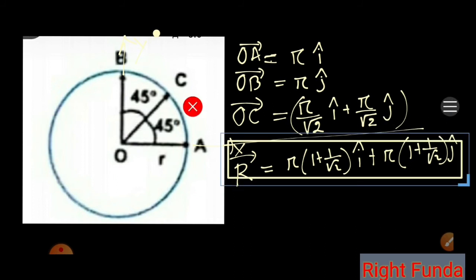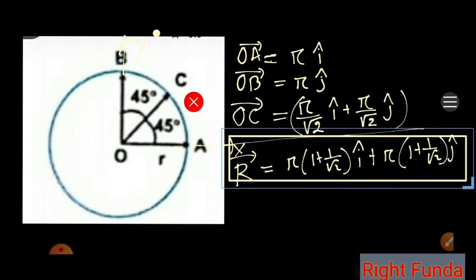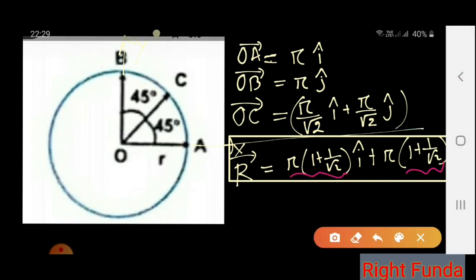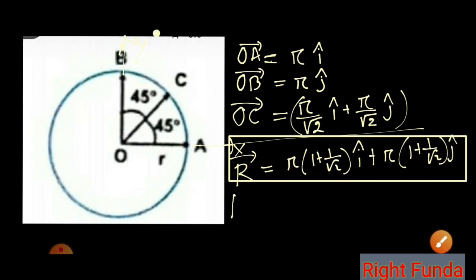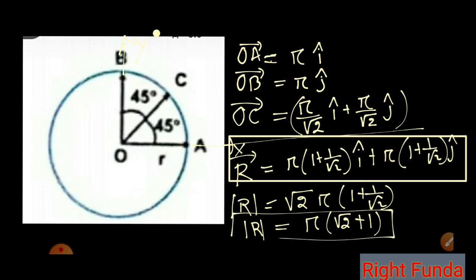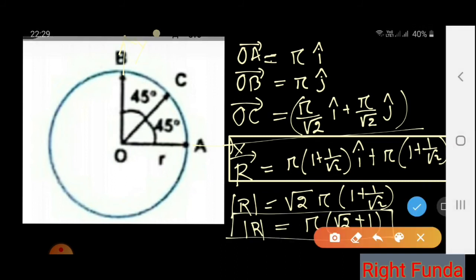And if I want to calculate its magnitude, then I have to take the x component square, the y component square and take the square root of this. So the resultant's magnitude is equal to root 2 times R into 1 plus 1 by root 2. If you simplify this, it will come out to be R times root 2 plus 1. This is my magnitude of the resultant of the three vectors OA, OB and OC. This resultant will be in this direction.